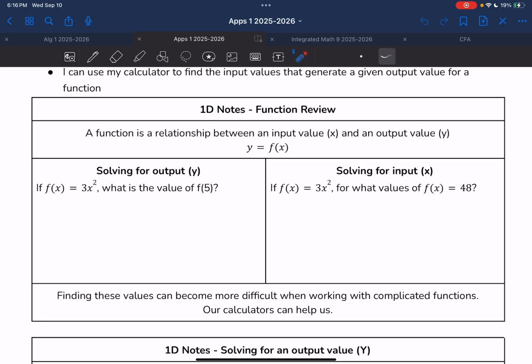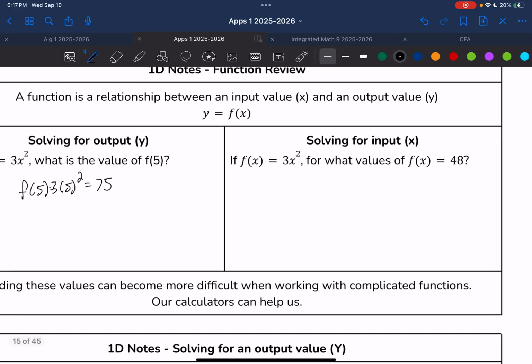So if we have an input and we're solving for an output, that's the simplest case. For example, if f of x is 3x squared, what's the value of f of 5? We're saying 5 is the input value. Let's put 5 into the function. f of 5 would then be 3 times 5 squared. That would be 75.